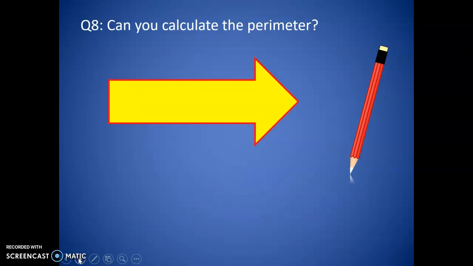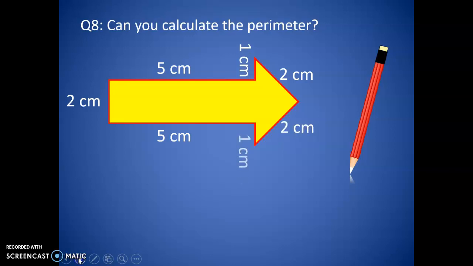Here's our last one. This one looks tricky. Make sure we get all the measurements. The long sides are 5. And then we've got these points, which are 2. But we've got these tricky underneath bits that we must include, which are 1 centimetre. Pause the video to work out the perimeter.